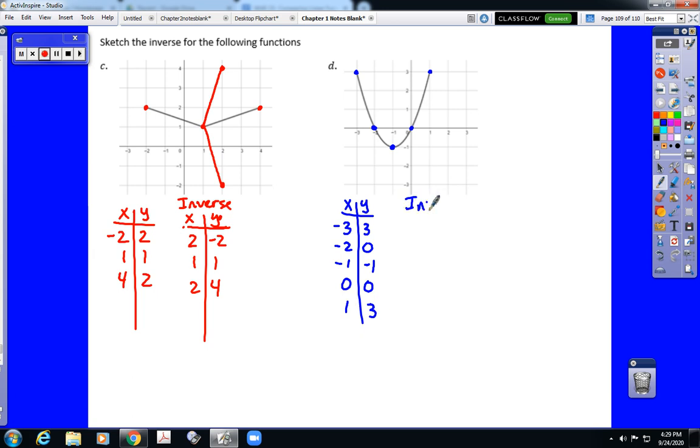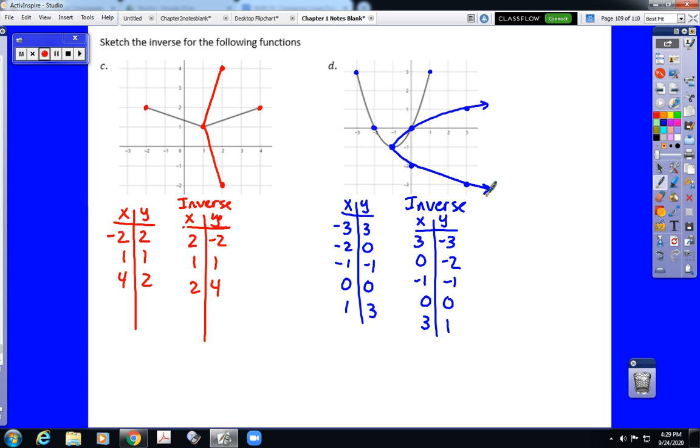So in the inverse, all we do is we switch those points. That'd be 3, -3, 0, -2, -1, -1, 0, 0, and 3, 1. Now notice that the inverse of this function is not a function. So 3, -3 is here. 0, -2, 1, -1, 0, 0, and 3, 1. There is our inverse. It is not a function unless we restrict the domain.